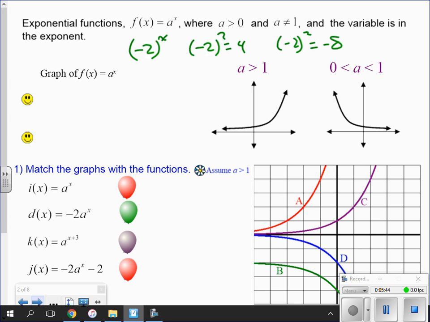If I can't connect these 2 points in my function, I don't have a function. It won't work. So that's why it has to be greater than 0. Your base has to be bigger than 0. It can be a fraction. It can be less than 1. It just has to be larger than 0 and not be 1.